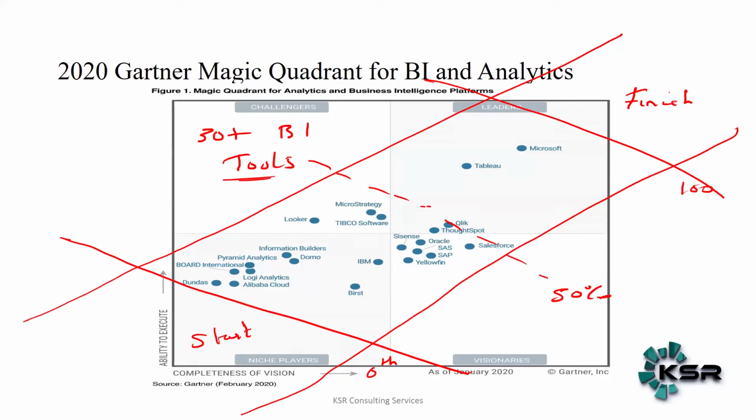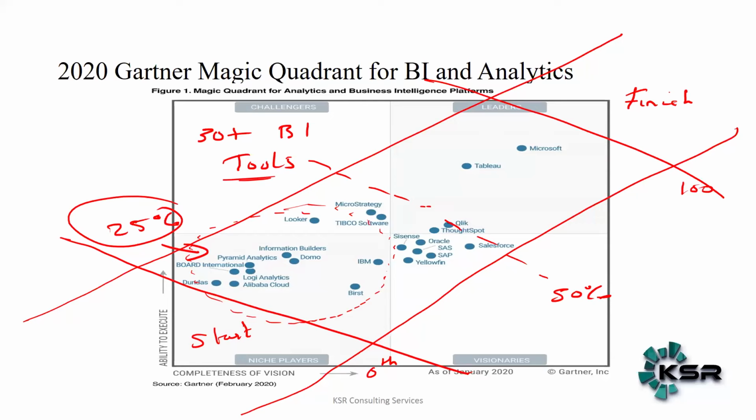Forget about winning the race. These people have not even crossed the 50% of the race. Can I say that? Yes. Next one. Can I say that the majority of the tools, almost 20 to 25% of the tools, have collapsed near the start line? You can see a lot of tools near the start line itself. That means forget about winning. Somewhere Tableau and Microsoft are running like anything, but these people have collapsed in the initial stages only.